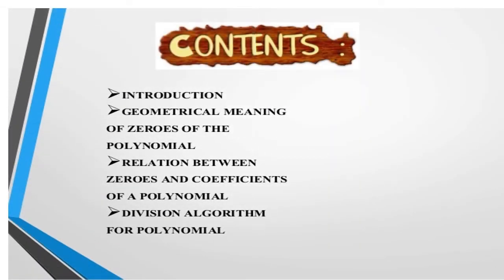The contents in this chapter are: introduction of a polynomial. Once again we are going to introduce the polynomial. What is a polynomial? Which algebraic expression is said to be a polynomial? One more concept is the geometrical meaning of zeros of a polynomial. The main important concept of this chapter is the relation between zeros and coefficients of a polynomial. And lastly, the division algorithm for polynomials.